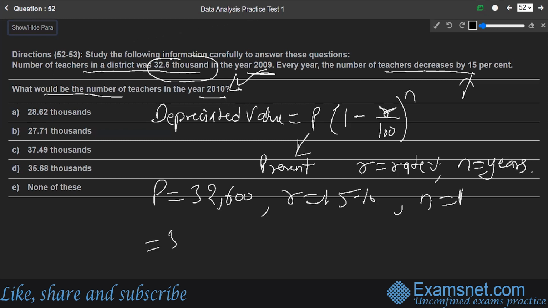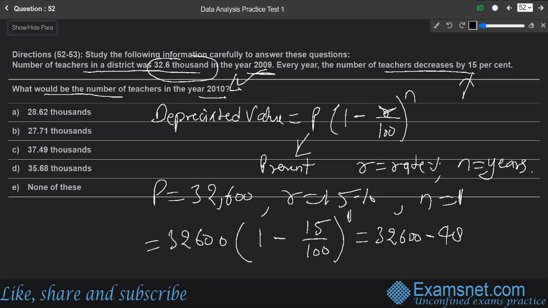Let's put the values in the formula: 32,600 times (1 minus 15 over 100) to the power 1. If we solve this further, this comes out to be 32,600 minus 4,890. That comes out to be finally 27,710 teachers. So that is the final depreciated value after 1 year. 27,710 is clearly going to be 27.71 thousand, and that is available in option number B.